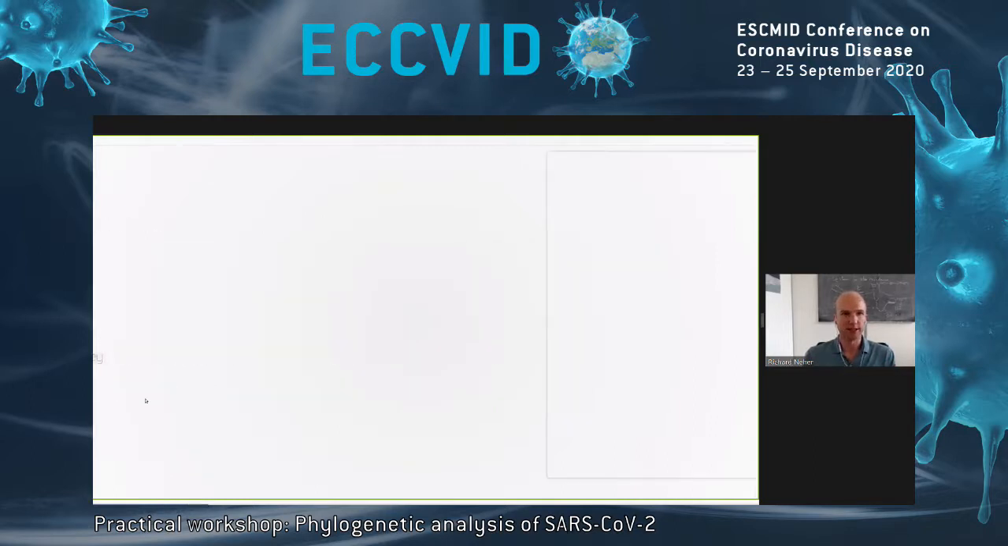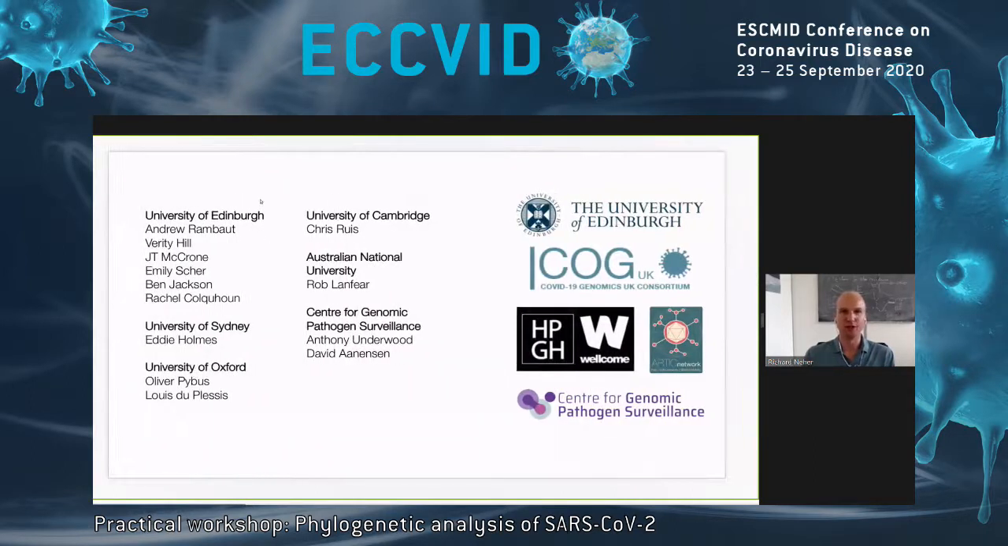On Anya's side, there's also a large number of people involved in the tools that she's going to present. There is a crew at the University of Edinburgh, led by Andrew Rambaut, Eddie Holmes from Sydney, the folks from Oxford, and so forth. Much of this is also implemented by the Centre for Genomic Pathogen Surveillance in London. Okay, but now let's get going.